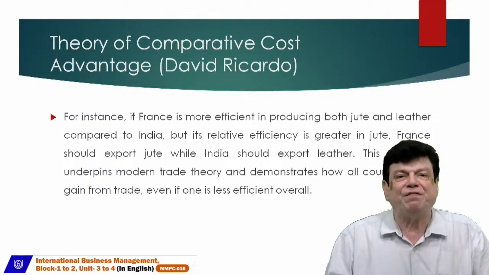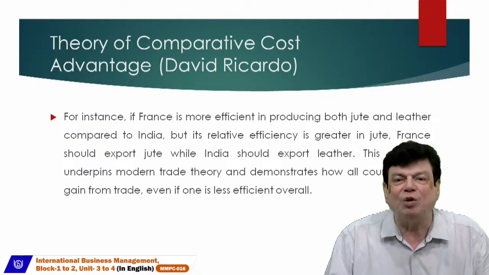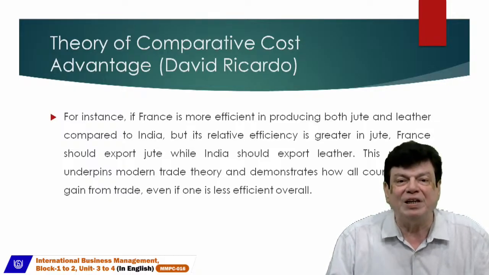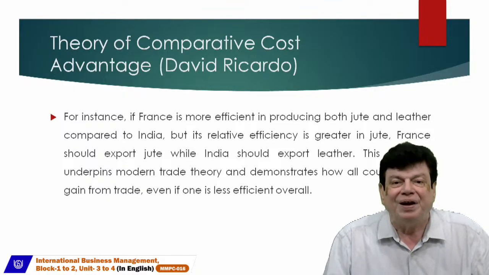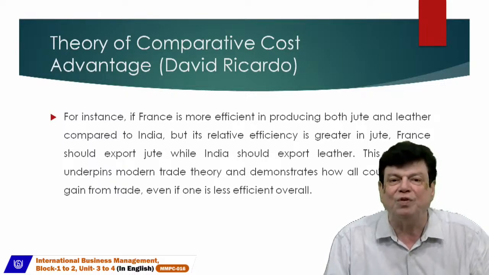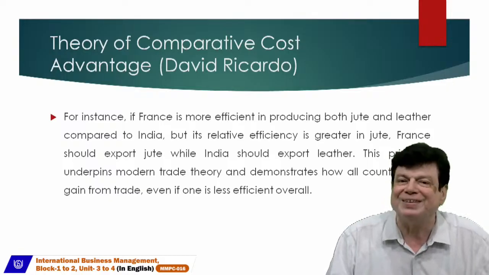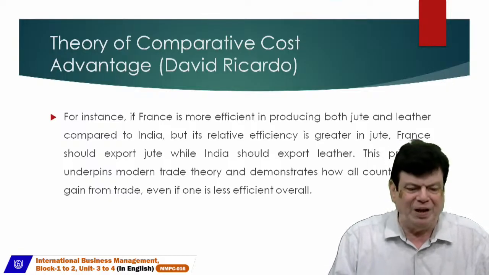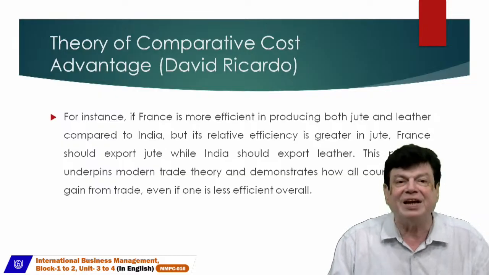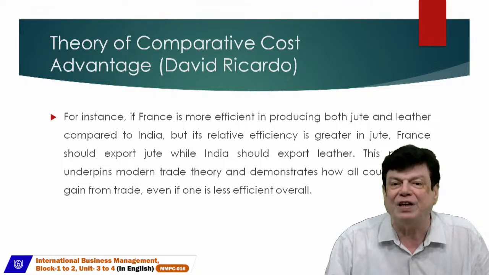For instance, if France is more efficient in producing both jute and leather compared to India, but its relative efficiency is greater in jute, France should export jute while India should export leather. This principle underpins modern trade theory and demonstrates how all countries can gain from trade even if one is less efficient overall.